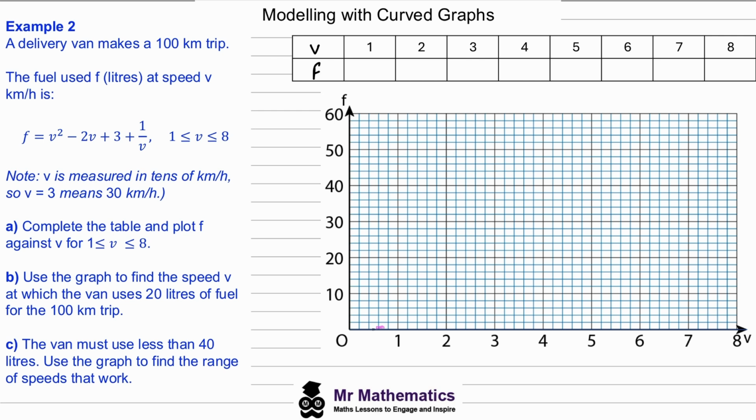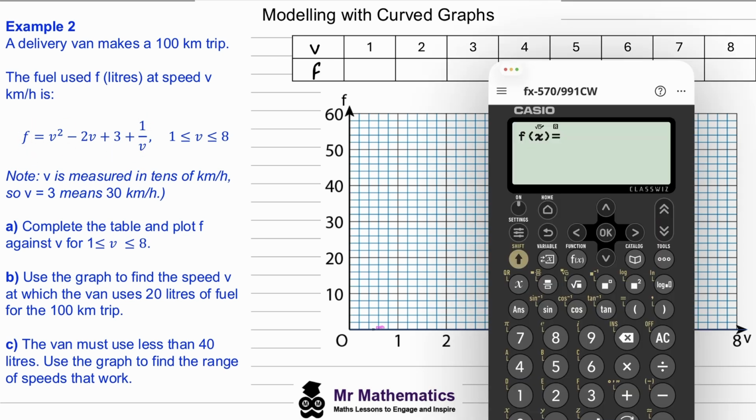Okay, so welcome back if you want to go. If we go to our calculators, we can input this function. We've got x squared minus 2x plus 3 plus 1 over x. And we can define the range starting at 1, ending at 8, a step of 1, and we'll execute that. And we've got our values for the amount of fuel here. So I'll enter this into our table.